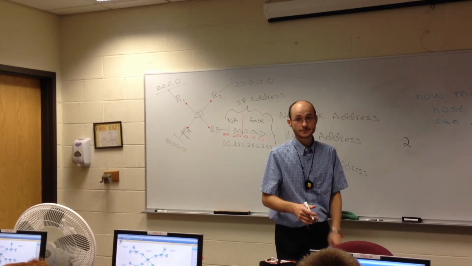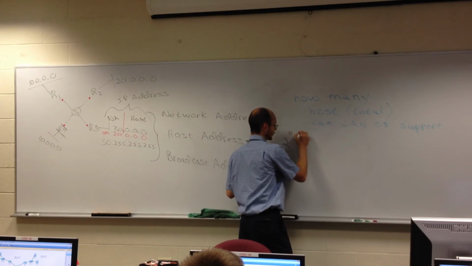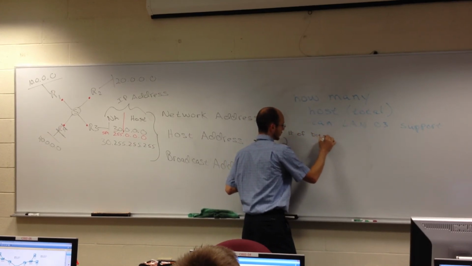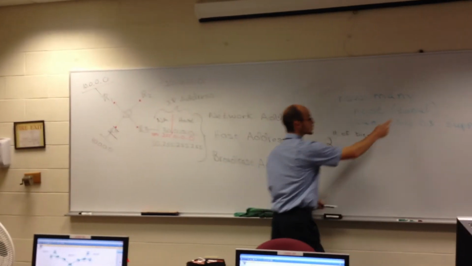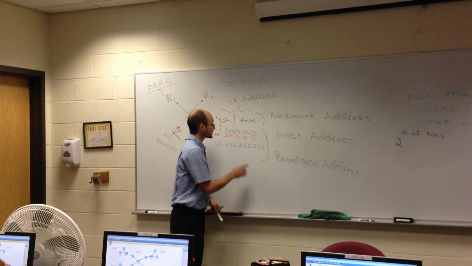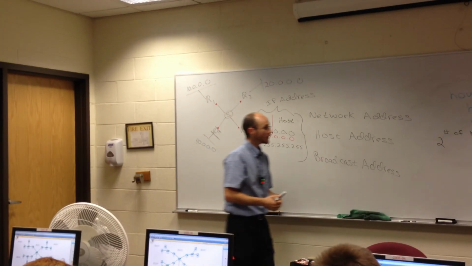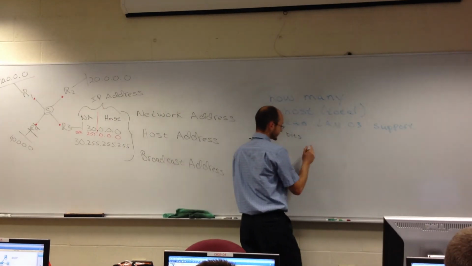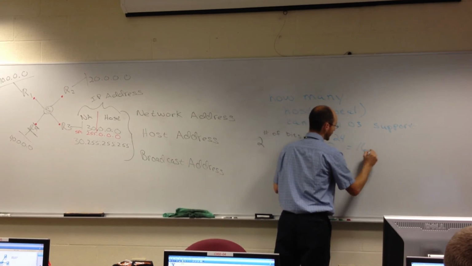What's the base for binary? 2, right? So we take the base and we raise it to the number of bits I have available. How many bits do I have available for my host? Because after all, the question was, how many hosts total can LAN 3 support? So I have 24 bits because I have 3 octets here, right? Each octet is 8 bits. So if I take 2 raised to 24, I'm going to get about 16.8 million.